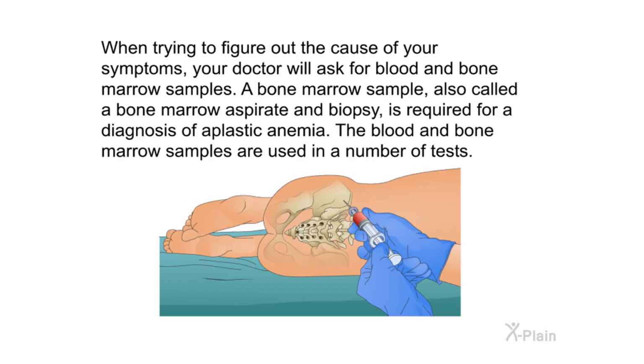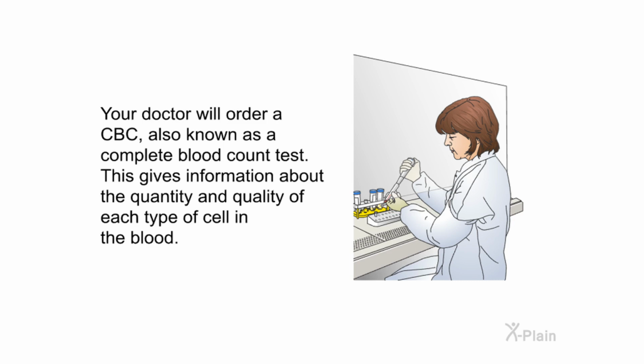When trying to figure out the cause of your symptoms, your doctor will ask for blood and bone marrow samples. A bone marrow sample, also called a bone marrow aspirate and biopsy, is required for a diagnosis of aplastic anemia. The blood and bone marrow samples are used in a number of tests. Your doctor will order a CBC, also known as a complete blood count test. This gives information about the quantity and quality of each type of cell in the blood.